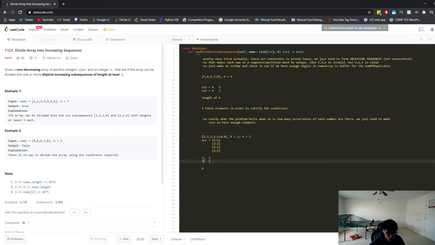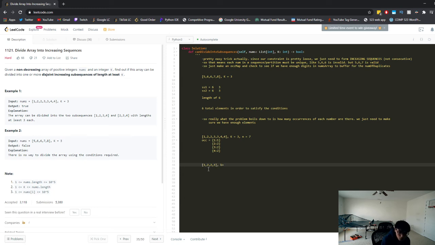And then same thing goes with the 4, right? Since 4 has 2 occurrences, they need to be placed in their own subsequences, and each of those subsequences needs to be at least length 3. So once again, do we have 6 elements to make that possible? Yes, we do. Right. So let me go over one more quick example to really solidify everything.